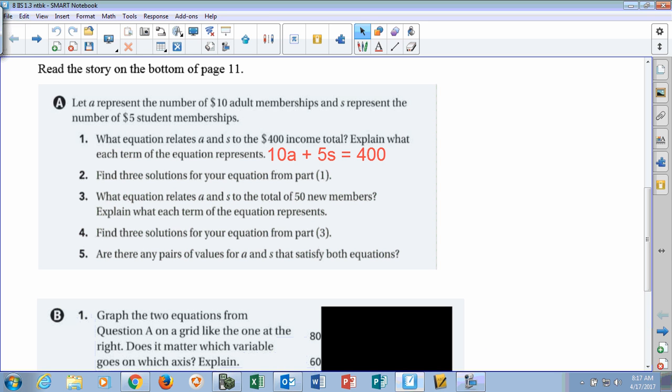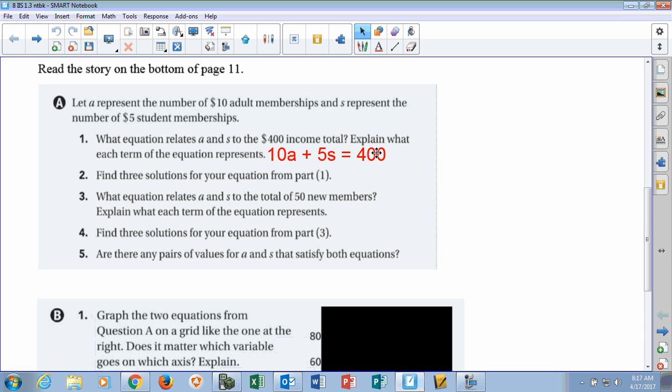How many people came up with this for the equation? No, we're talking about money, right? So the adult memberships are $10 a piece. So the 10's got to go with the A, right? But you're talking about cost. So every membership I sell, we make $10. So it's $10 per adult membership. That's why we got 10A. 5S, well again, S was the student memberships, right? They cost $5 a piece. So for every student membership we get, that's $5.